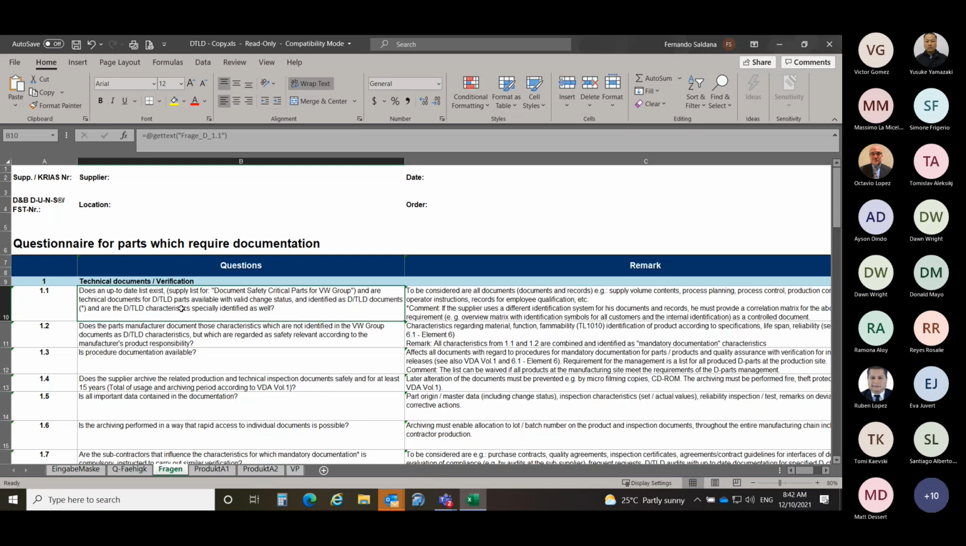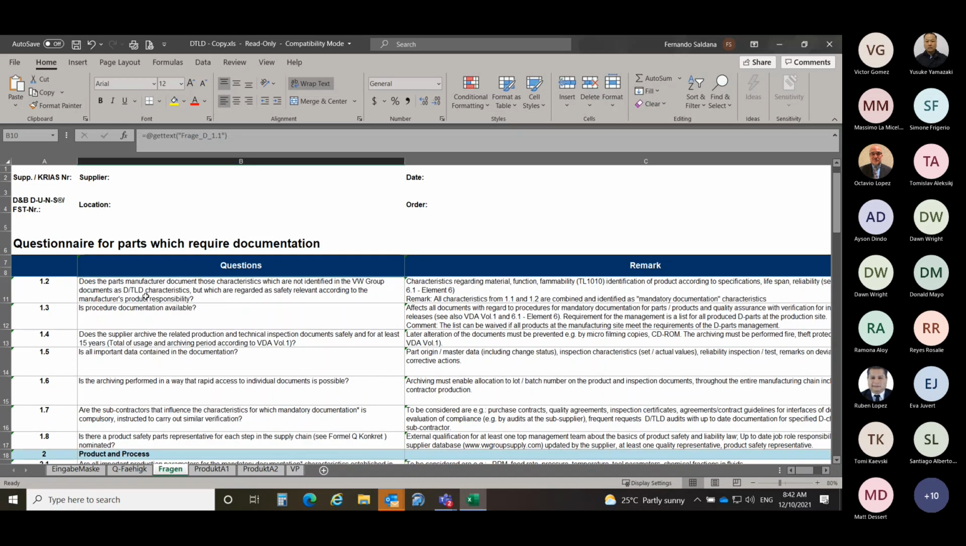The first one, in the technical documents or verification section, asks if we have an up-to-date list with all the safety-related characteristics. It also asks if the specifications are available with a valid change status, and if all documents related to those characteristics are identified as D-TLD documents. So this is the first question. We just have to answer yes or no.